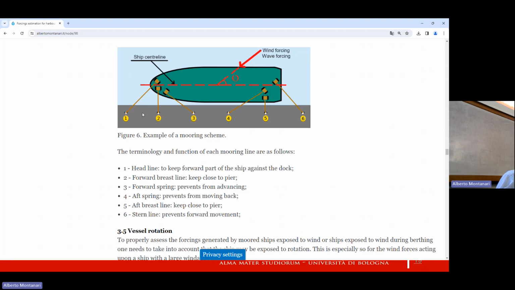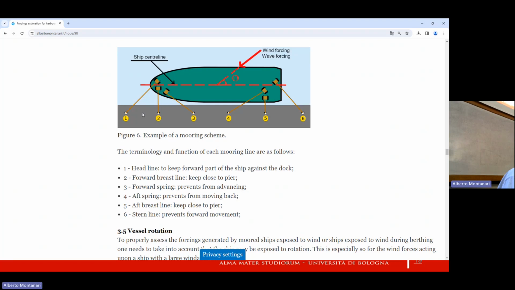Stern indicates the overall rear part of the ship. And if you want to indicate the rear side part of the ship, the most appropriate term is aft. But in current language, in current speaking, they are synonyms. If you look on Google Translator, they are synonyms.